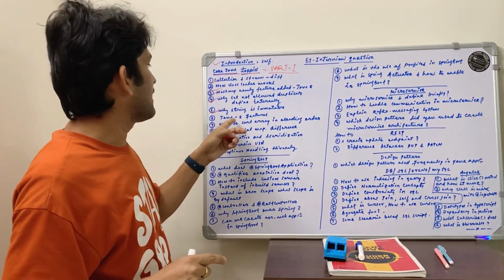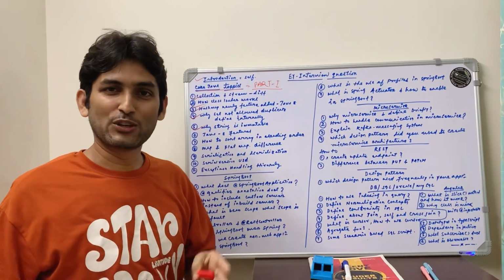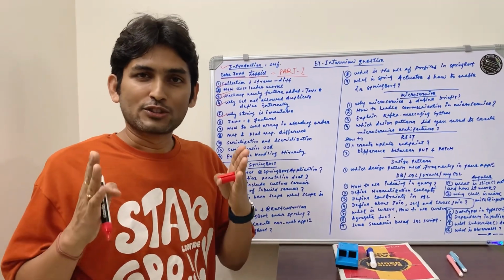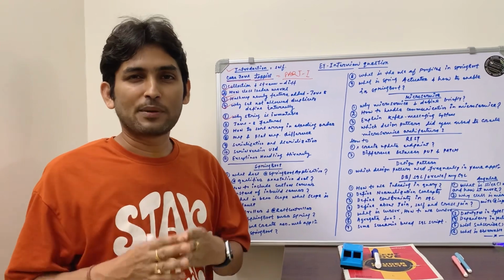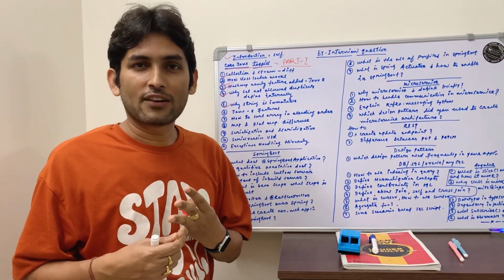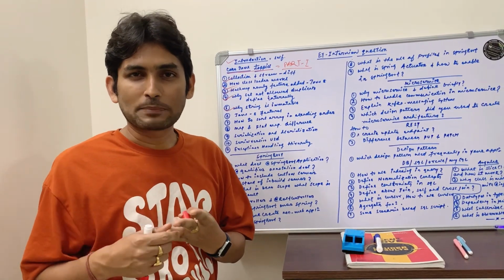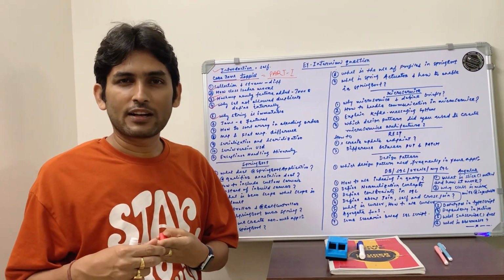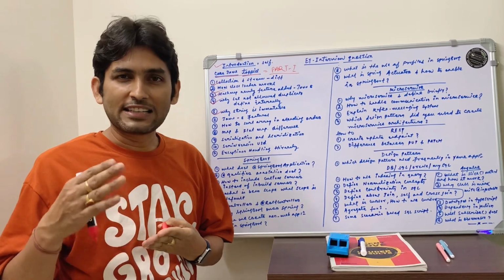Then they ask about Java 8 features. It's very important. You all know, right? So why is this question important? Because lots of features have been introduced in Java 8, right? So they have enabled the functional interface. Then it is lambda expression, stream API, method reference, optional class, date and time API.